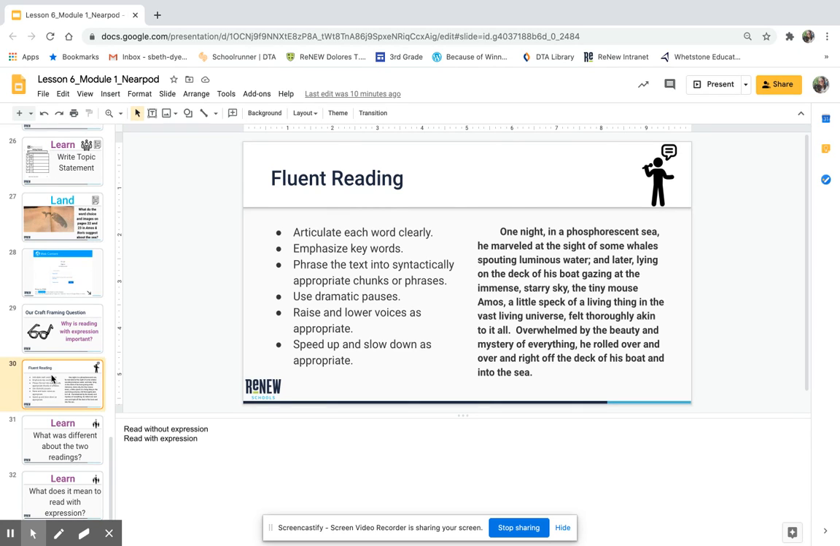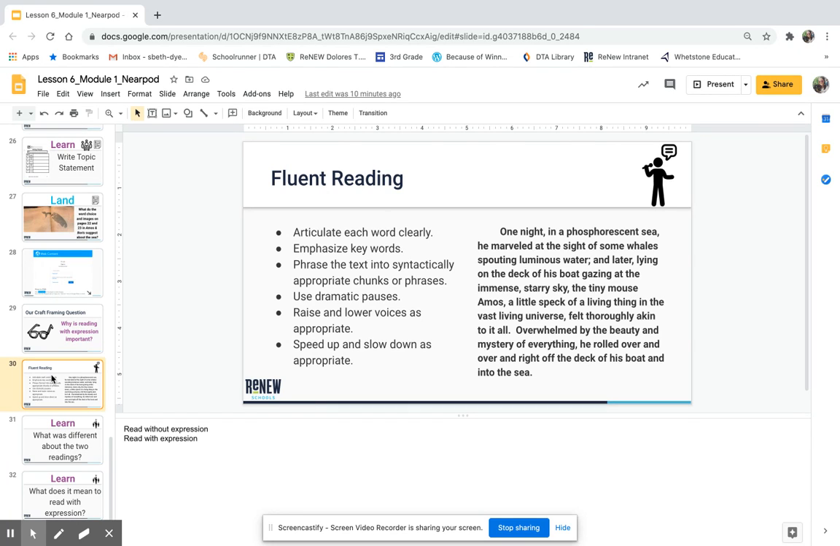One night in a phosphorescent sea, he marveled at the sight of some whales spouting luminous water, and later lying on the deck of his boat, gazing at the immense starry sky, the tiny mouse Amos, a little speck of a living thing in the vast living universe, felt thoroughly akin to it all. Overwhelmed by the beauty and mystery of everything, he rolled over and over and right off the deck of his boat and into the sea.